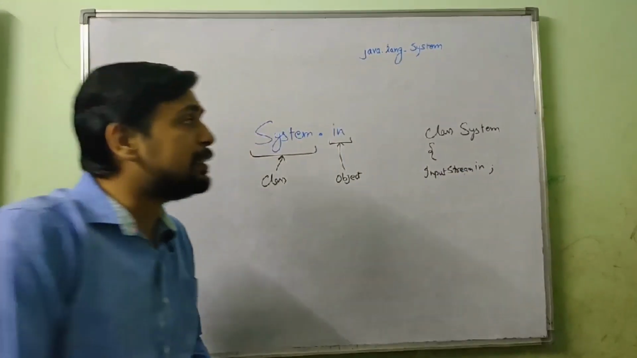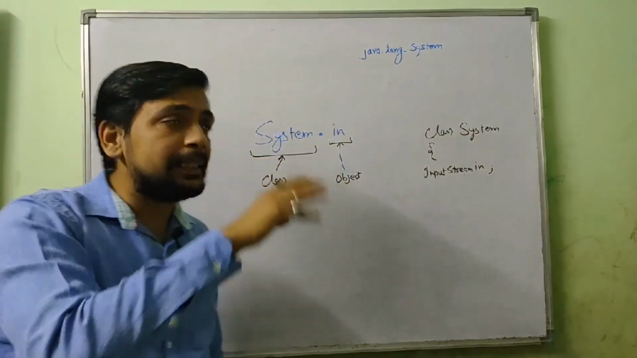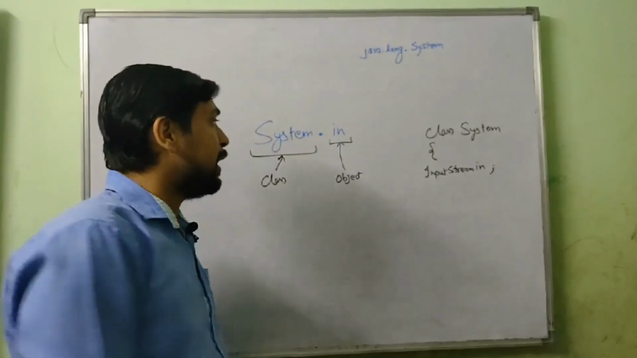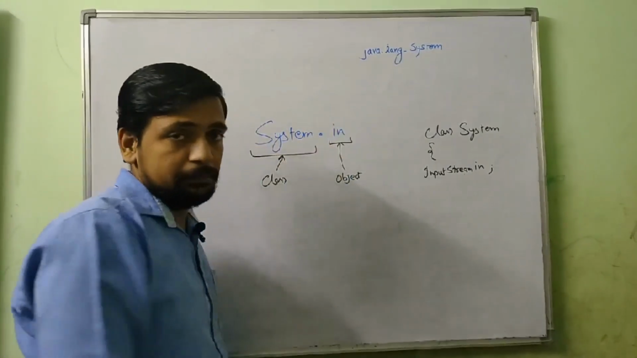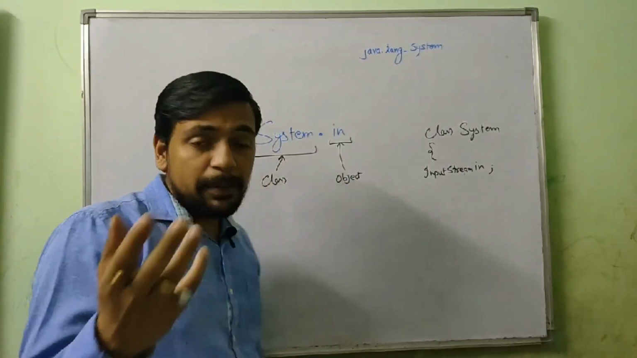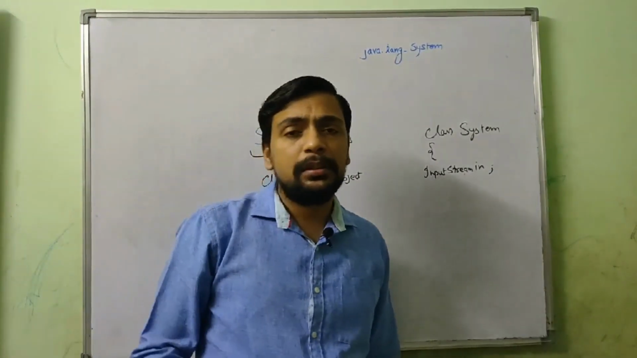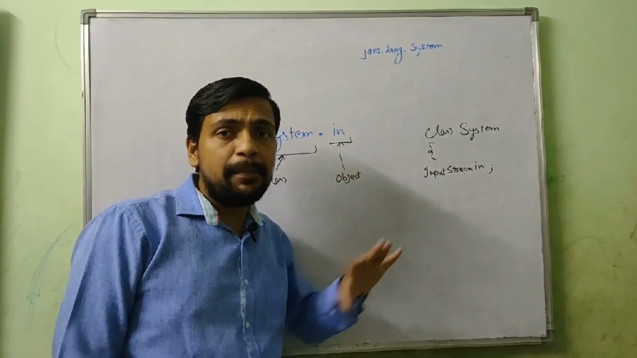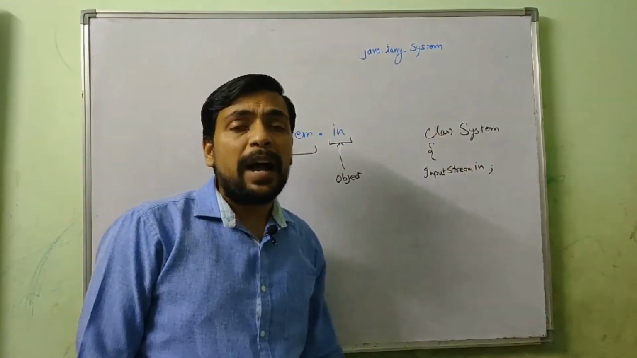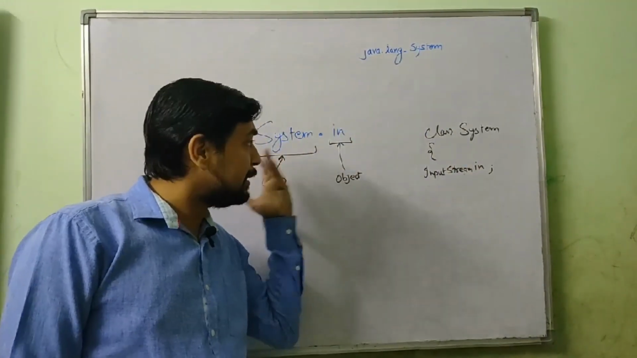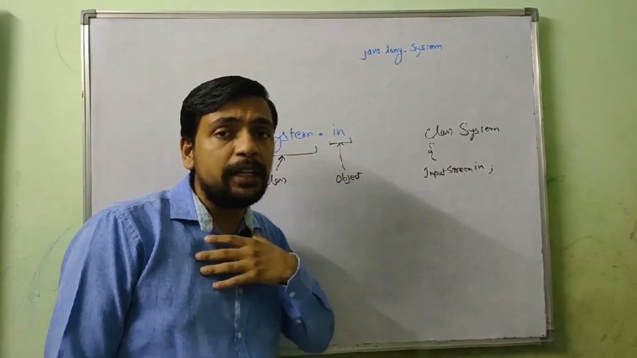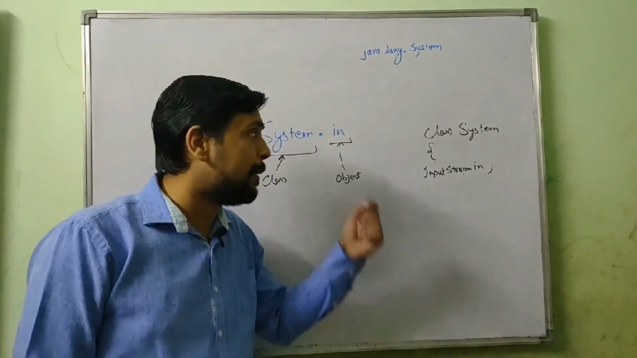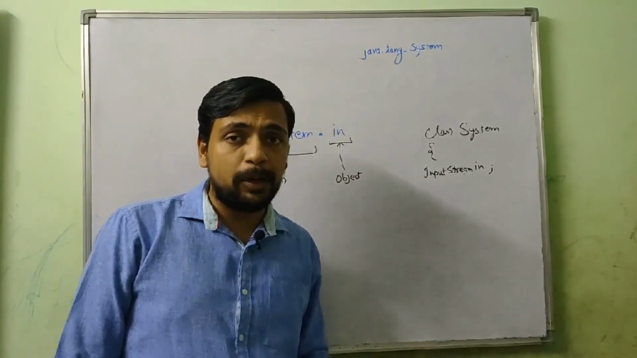Now because in is a member of system class, to access the member of system class, we will take help of this dot operator, and hence we are writing system.in. But some of you might have a doubt: if in is an object and a data member of system class, how are we accessing it directly? Because we have not created any object of system class and we are able to access the members of system class. How is it possible?